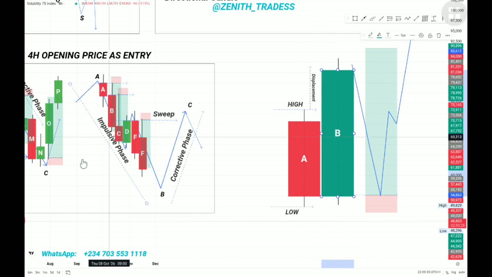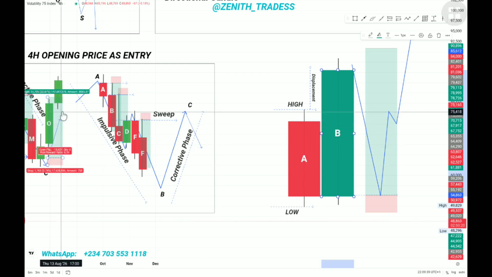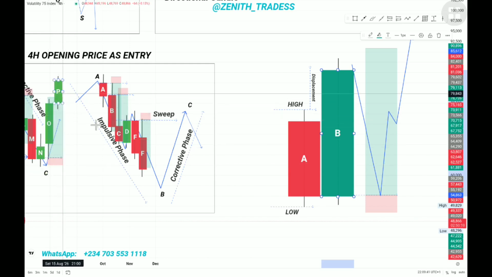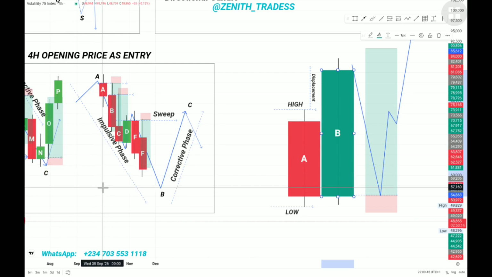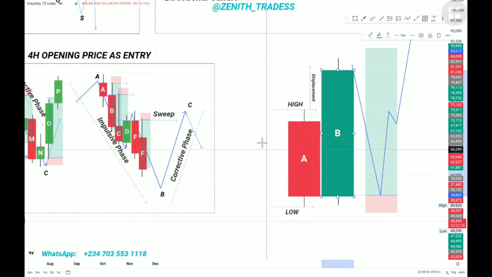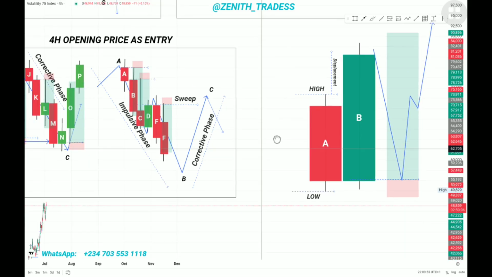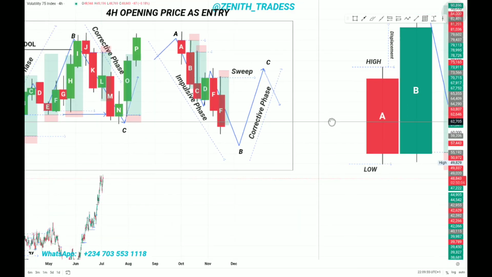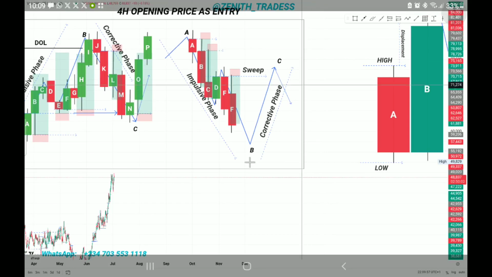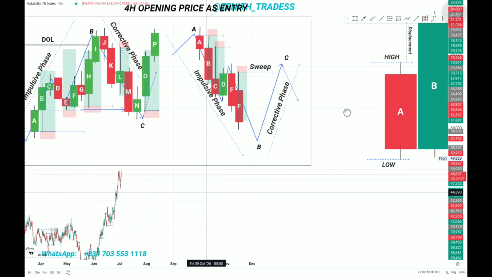So when we find a directional candle that displaces above the high or low of previous legs, as the case may be, they are high probability entries for us to trade from. I hope you understand what I've explained here. All right, so let's move to the live market. Let's see some examples of what I've just explained.